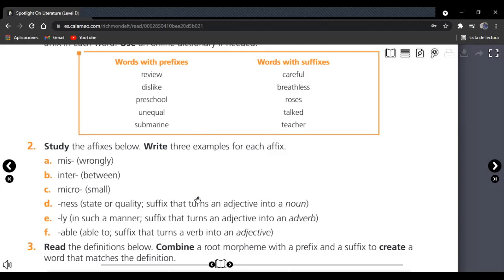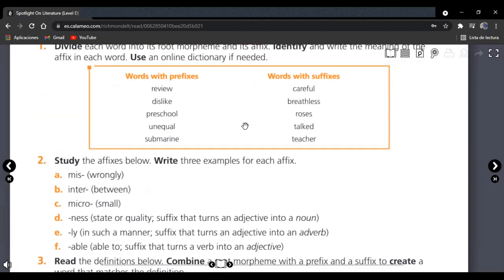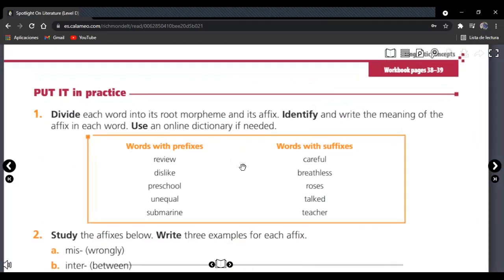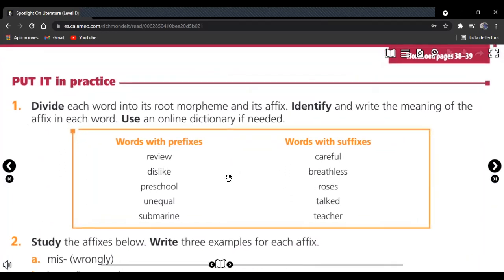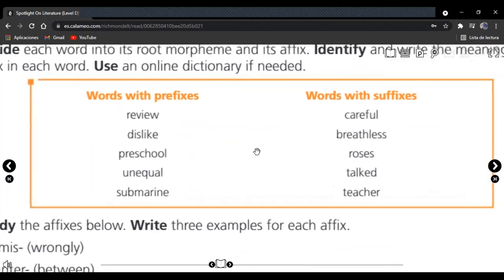And let's work on the exercises on page 75. Page 75 in your books. So the first exercise is very simple. You have to divide each word into the root morpheme and its affix. So you have to identify the root word and the affix, the prefix and the suffix. We can do this very fast.